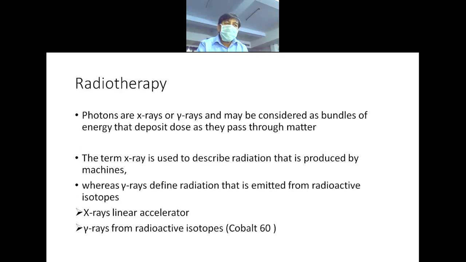The X-ray source for radiotherapy is the linear accelerator. Here in our institution, we also have a linear accelerator in the Department of Radiotherapy. Gamma rays are produced from isotopes. Cobalt 60 is the commonly used source of gamma rays for radiotherapy. So X-rays and gamma rays are the same, but the name is based upon the source. If from a machine, that is X-rays. If from an isotope, that is gamma rays.